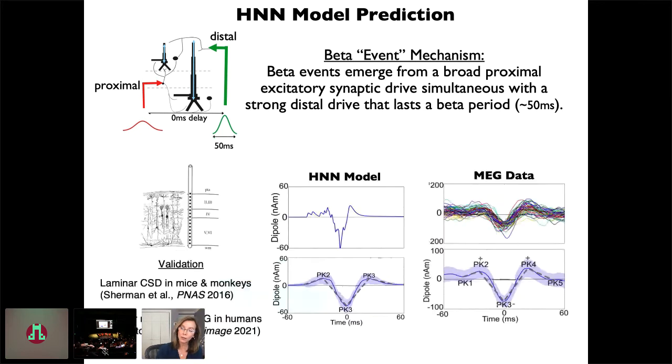And so with this mechanism, we were able to reproduce very nicely various quantified features of our MEG data. And because of the level of detail in the model, we could also go in with invasive recordings and start to test these model-based predictions. With laminar recordings and current source density in both mice and monkey, we found some initial validation that this mechanism may be occurring to generate these beta events. And more recently, we used laminar resolved MEG with our collaborators at UCL that also supported this model drive prediction on the origin of these macroscale beta events.